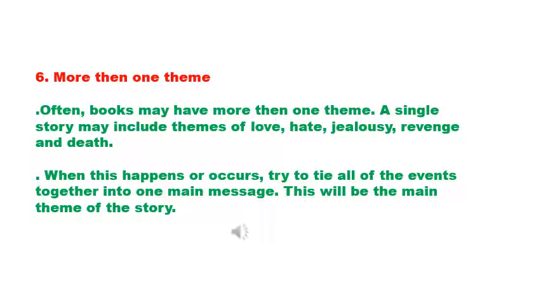The sixth point is that there could be more than one theme. Often books may have more than one theme. A single story may include themes of love, hate, jealousy, revenge, and death. So, when this occurs, try to tie all of the events together into one main message. This will be the main theme of the story.